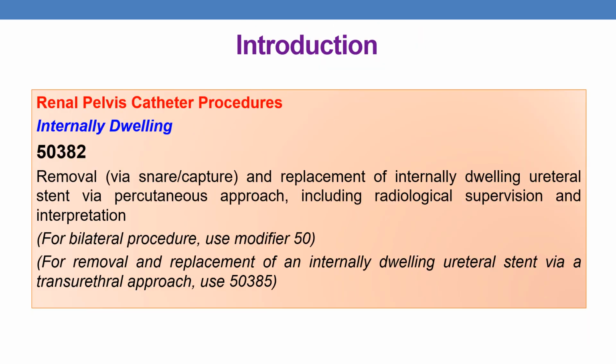Now coming to the next topic, that is introduction. Renal pelvis catheter procedures. The first one is indwelling, internally dwelling. The CPT is 50382. Removal via snare or capture and replacement of internally dwelling urethral stent via percutaneous approach, including radiological supervision and interpretation. And for bilateral procedure, use modifier 50. And for removal and replacement of internally dwelling urethral stent via transurethral approach. This is percutaneous approach. For transurethral approach, you need to use 50385.